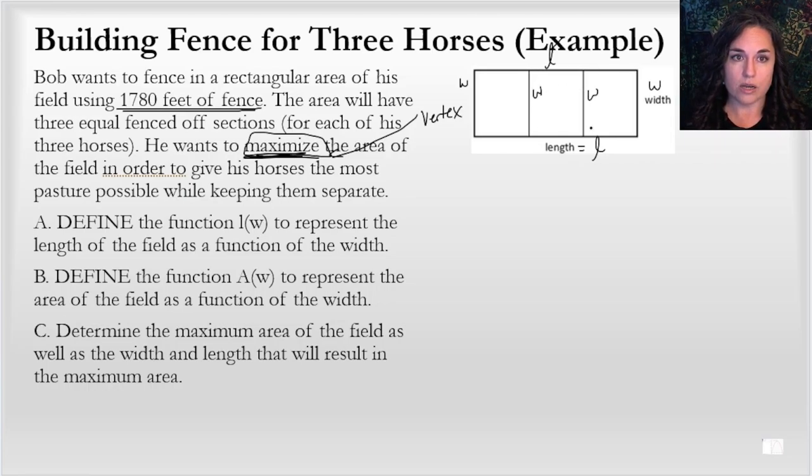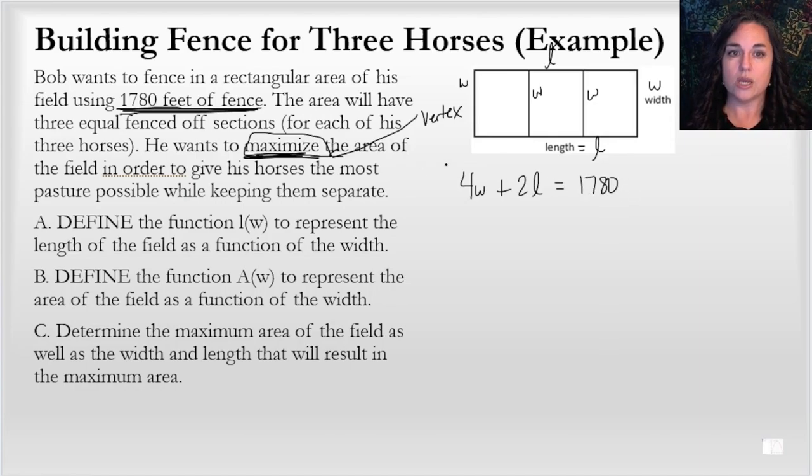There's a width here and a width of fence here. He needs fence along all of these lines. So when I look at all of that fence added up, he has so much fence, and all of that needs to add up to 1780. I haven't even read what the problem's doing. I'm just putting together the information from the problem statement. So I'll say 4 W's plus 2 L's has to equal 1780.